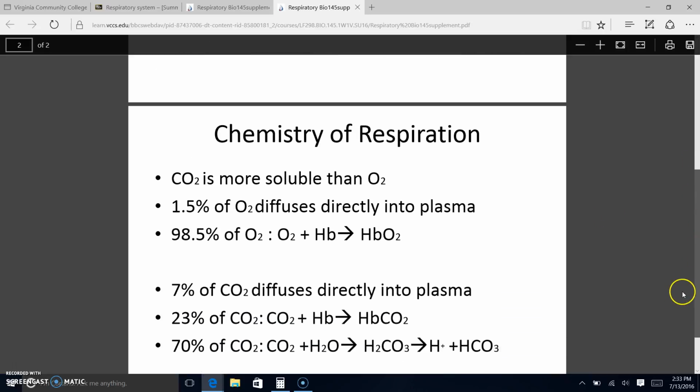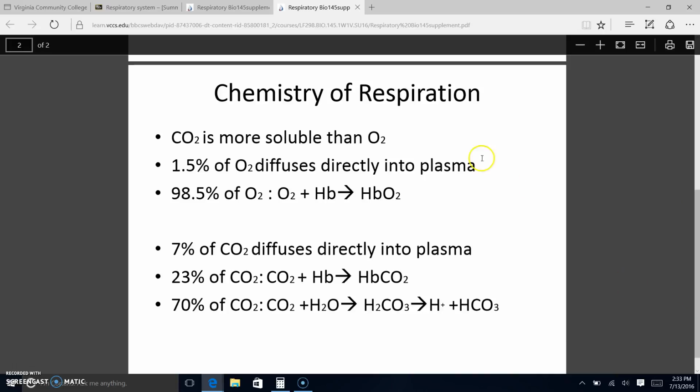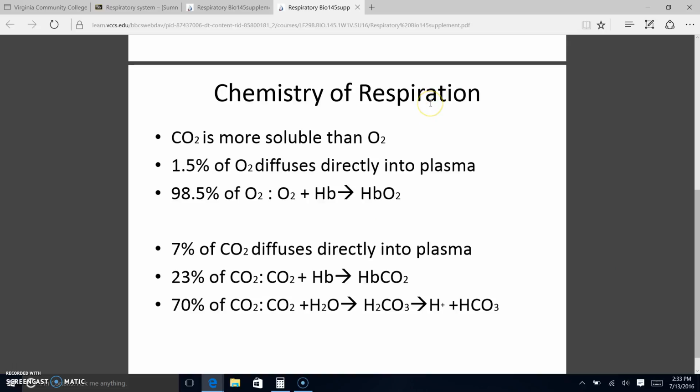Now, the other program you need to watch, so I can sum it up here, is the program that talks about gas exchange. So the two gases we're really concerned about are carbon dioxide, CO2, and oxygen, O2. Now the first statement here, carbon dioxide is more soluble than oxygen, is real important because what that tells us is that carbon dioxide travels through water because we have a watery surface. Our blood is mostly water. The surfactant that lines our alveoli is mostly water.